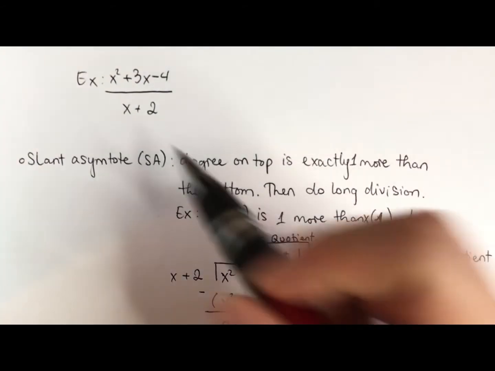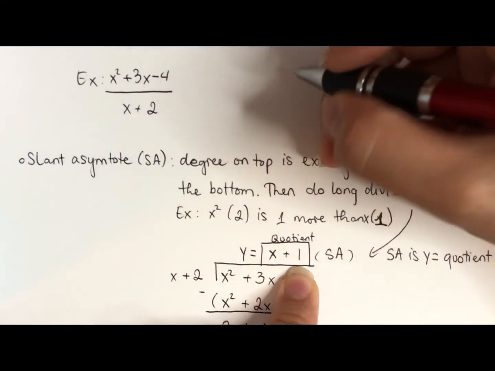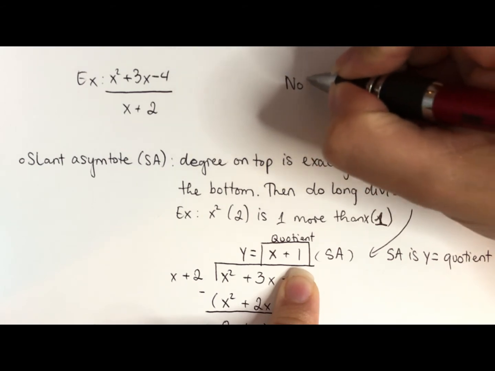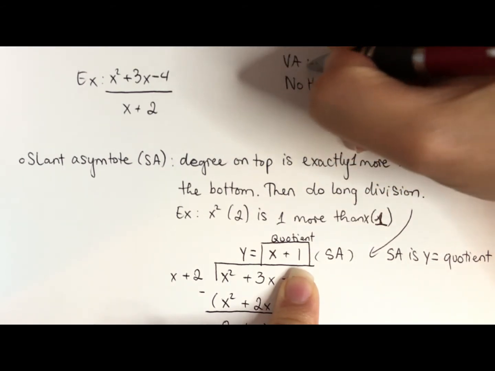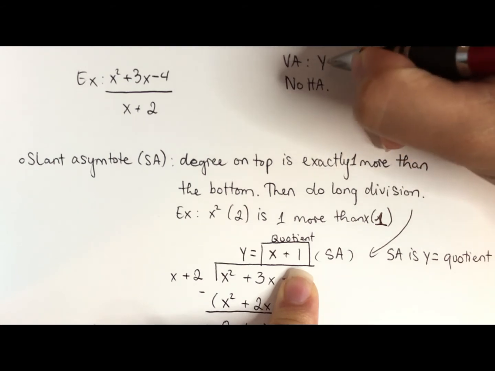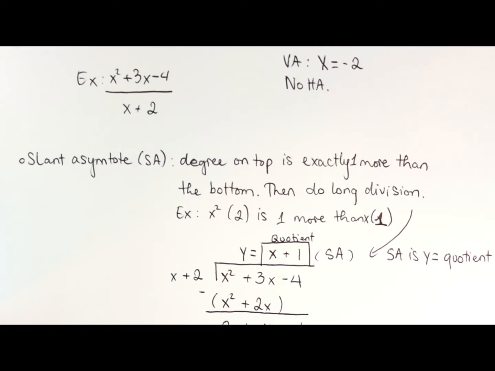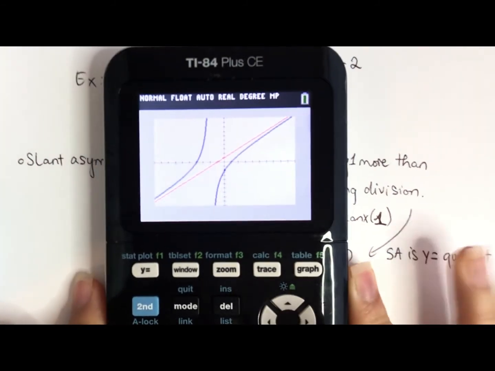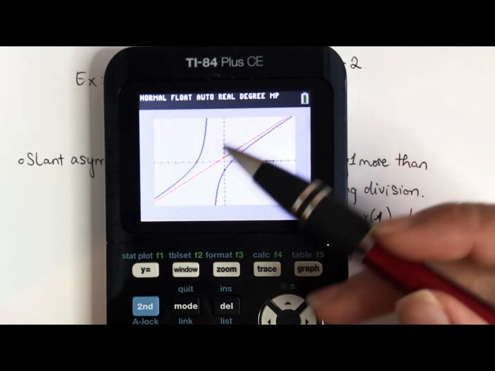So back to our example problem. We found out that this is the slant asymptote. We found out that it has no horizontal asymptote, and that the vertical asymptote is x equals negative 2. So if you're asked to sketch the graph of this function, you can use these 3 pieces of information to estimate what the graph looks like. So this is what the graph would look like. The blue lines are the actual graph.